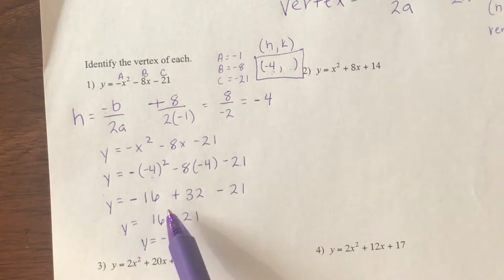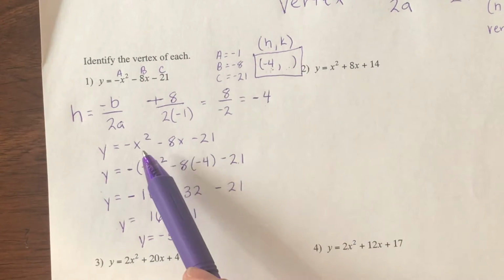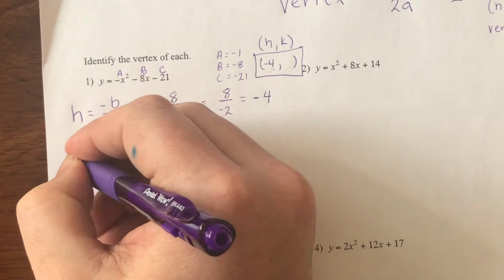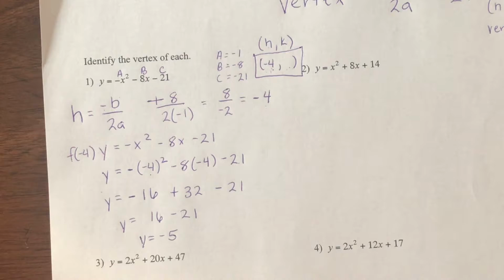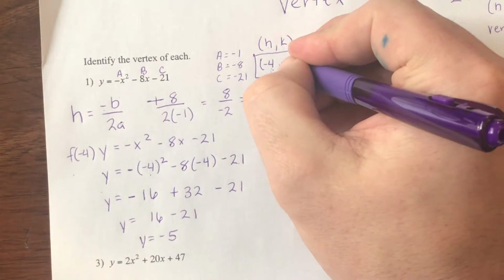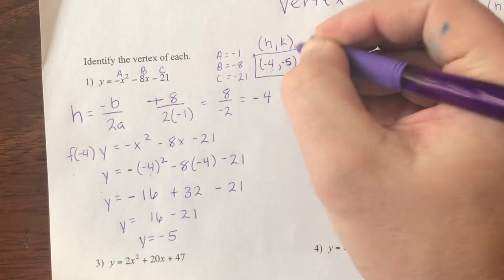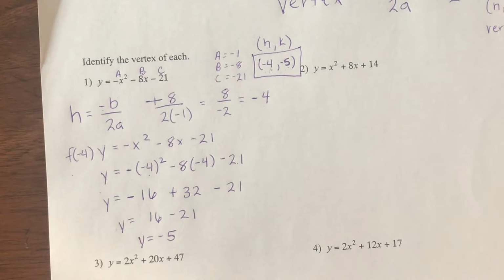So when x is -4, another way I could write that is f of -4, because y can be replaced by f of x. When x is -4, f is -5. So then therefore my vertex of this would be -4, -5.